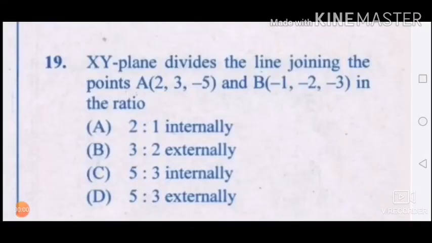Question number 19 is very easy. The given xy plane divides the line joining the points. We have to use section formula internally. And they are telling xy plane, so z coordinate is 0. Then what is the ratio that we have to find out now? This is a very easy question, anybody can solve. Let's see the solution.